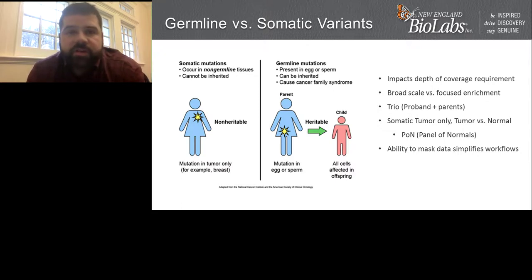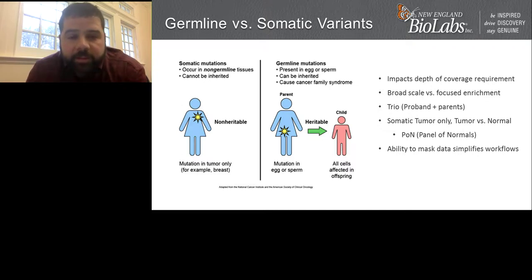And one of the strategies that's been used there is this idea of having a panel of normals. We would use one of these broad databases like ExAC and look at what is the frequency across the population of variants that are found, and use that as a way to correct for some of the noise that is inherently present in NGS data.